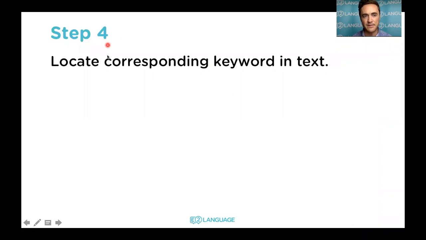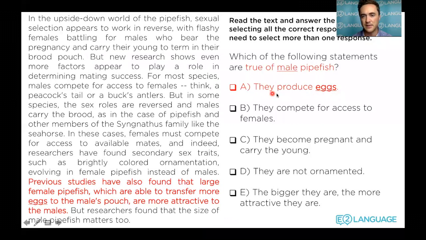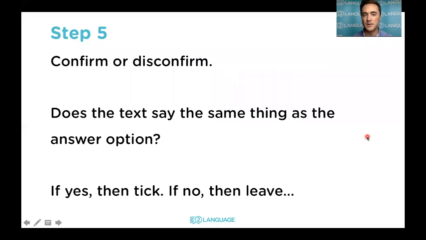Because then in step 4, you need to locate the corresponding keyword in the text. So here we've got, do male pipefish produce eggs? And here we've got the word eggs. So we know that we need to read this sentence, okay? So we've connected this to the answer option, and then we've connected the answer option to this part of the text. We move on to step 5, the most important part. We confirm or we disconfirm. In other words, does the text say the same thing as the answer option? If yes, then tick. If no, then leave.